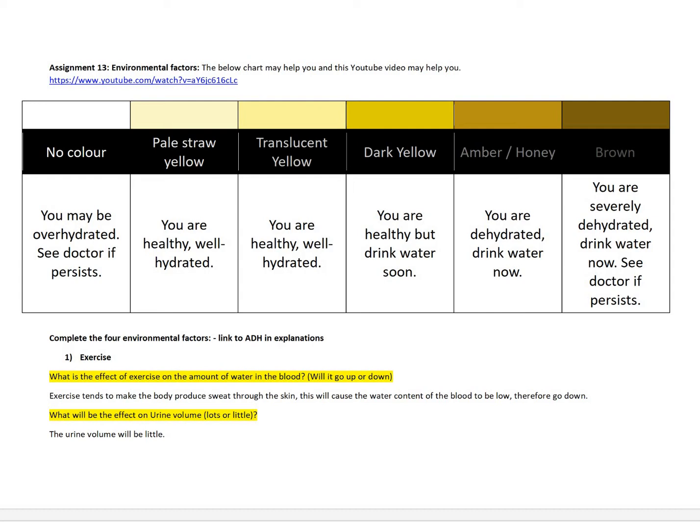Now I should stress the environmental factors stuff is kind of a big deal when it comes to getting the higher grades here. This is where you begin to link urine output and kidney function to the environment and situations that have led to a change in kidney function and urine volume and urine composition.